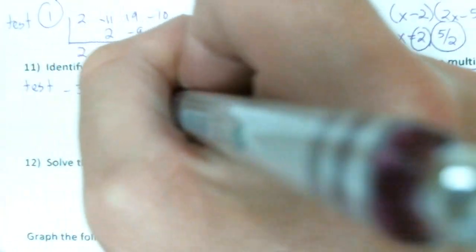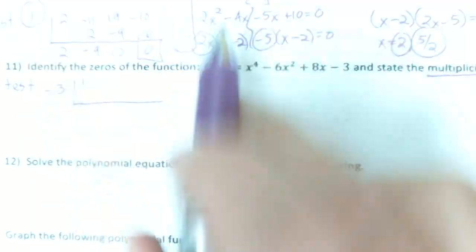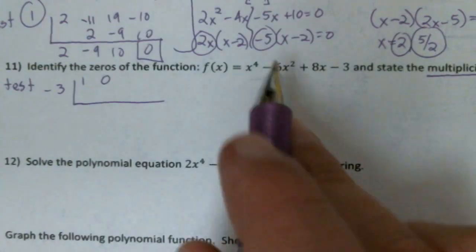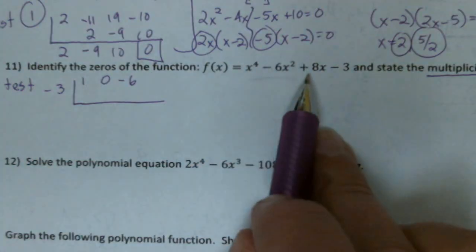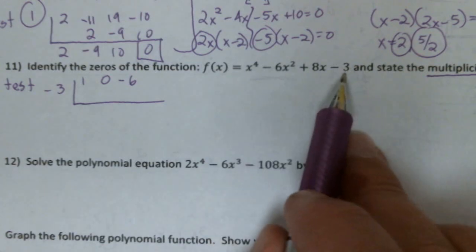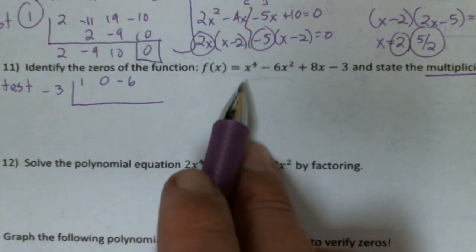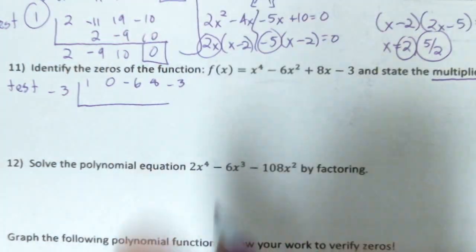Okay, where are my zeros? I got a 1 for the 4th. I'm missing the cube term. I got a -6 for the squared term. I'm missing, oh, okay, that's it. That's all we're missing. 4, 3, 2, 1. Okay, I thought we were missing a couple things. All right, and then I got the 8 for the x term, and then the -3 for the constant.